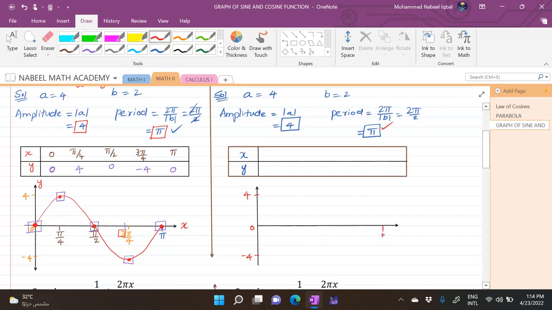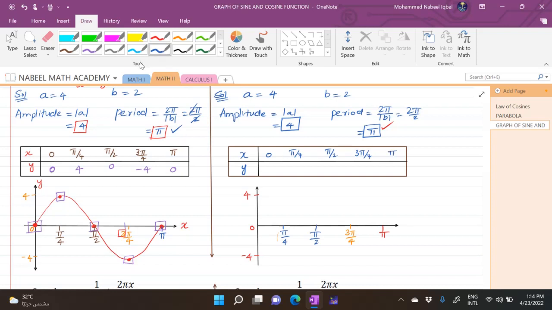is pi. So what technique will we follow? The same rule. Divide by 2, you will get pi over 2. Again divide by 2, you will get pi over 4, and multiply by 3 by the first term, so you will have 3 pi over 4. Now in that case, we will have the whole series of x: 0, pi over 4, pi over 2, 3 pi over 4 and then pi.